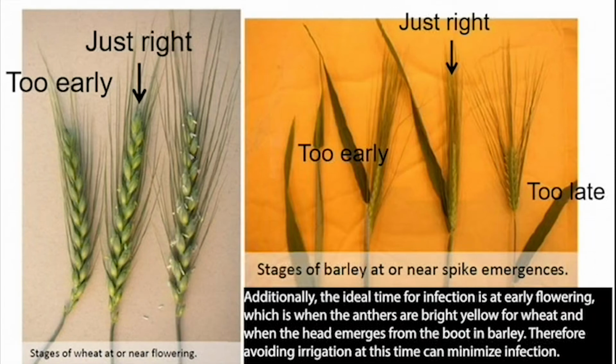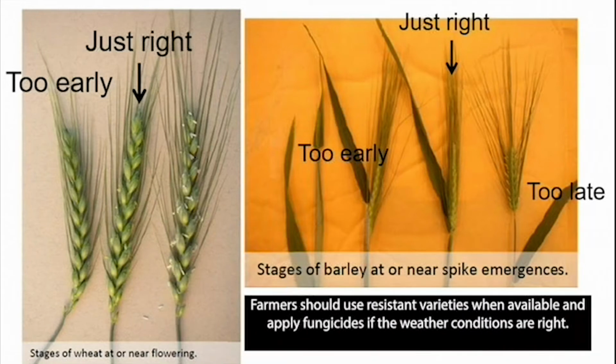Additionally, the ideal time for infection is at flowering, which is when the anthers are bright yellow for wheat and when the head emerges from the boot in barley. Therefore, avoiding irrigation at this time can minimize infection. Farmers should use resistant varieties when available and apply fungicides if weather conditions are right.